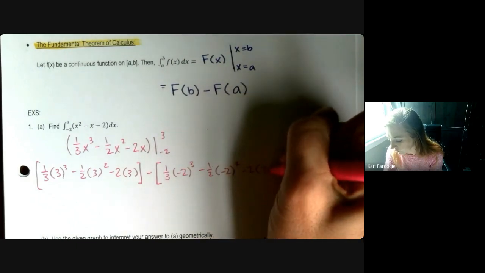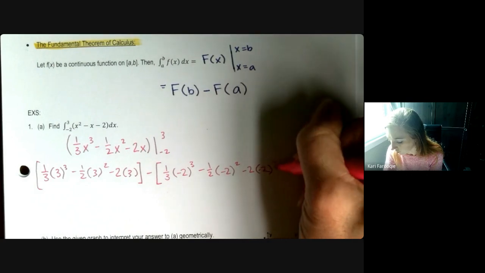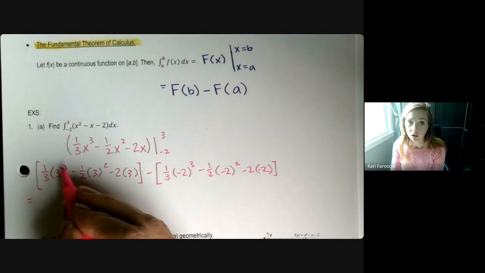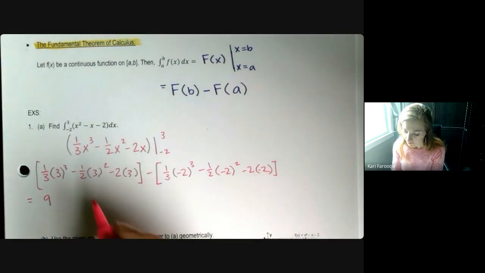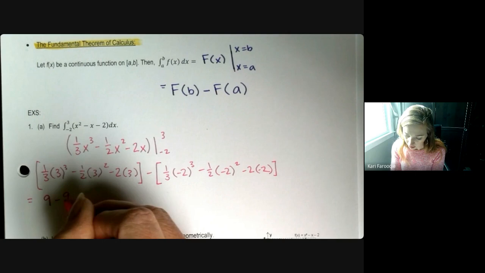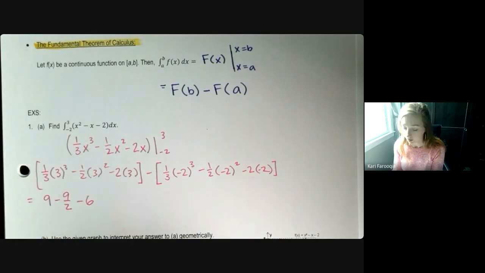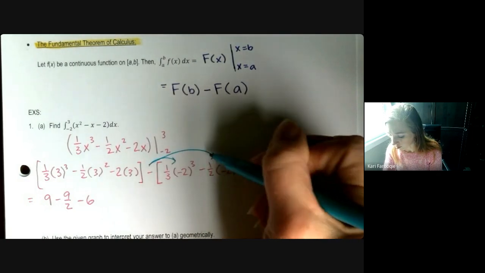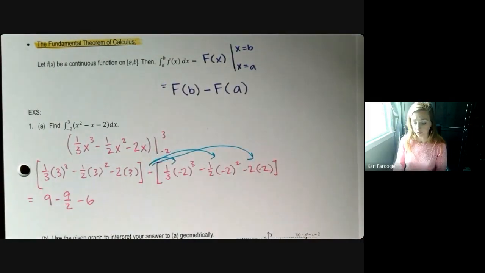Okay, so now I'm evaluating that whole expression at -2. I'm just going to simplify and then do some arithmetic. I mean, at this point, this is just like an algebra 1 order of operations problem. So I'm going to go ahead and evaluate and simplify. So 3 cubed is 27, divided by 3 is 9. 3 squared is 9, so we have 9 halves, and then minus 6. Now, when I go through and I evaluate the lower limit, I'm going to make sure I distribute this negative sign into all 3 terms. That's going to throw off your area if you forget to do that. Don't forget it.